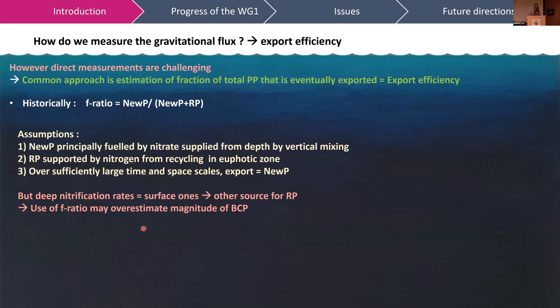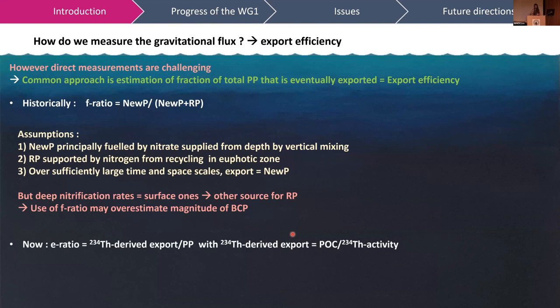So historically, it was calculated as a ratio between new production fueled by nitrate supplied from depths and the sum of new production plus regenerated production supported by the recycling in the aphotic zone. Recently, the deep nitrification rate was evaluated as equivalent to the surface rate, which becomes a new source for the regenerated production, leading to an overestimation of the fluxes. So alternatively, we now use the e-ratio, which is derived from the ratio between export flux measured by thorium and the primary production.